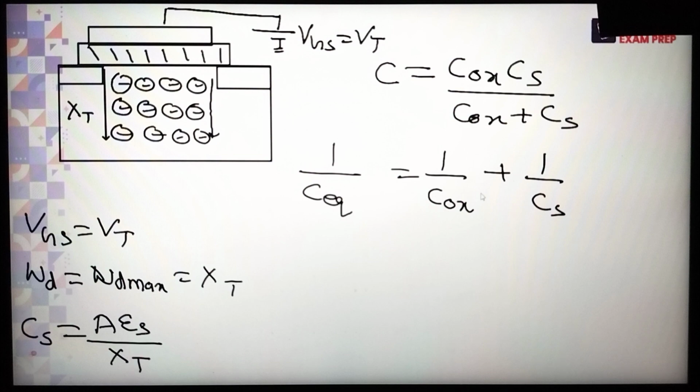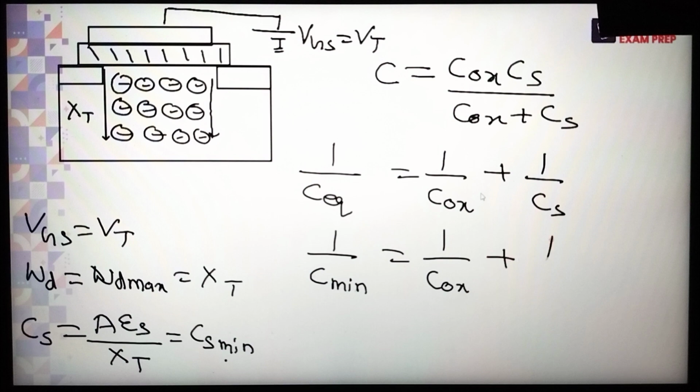And this is the minimum capacitance. When this is minimum, this is also minimum. So what is the C equivalent minimum? C equivalent minimum is nothing but 1 by COX plus 1 by CS minimum. So once you get the CS minimum, you can find the HT, everyone, yes or no? When the depletion layer is maximum, the capacitance because of the transition region or depletion region is called the capacitance inside the semiconductor. We can find the value of HT.